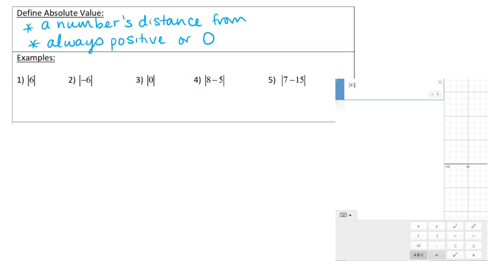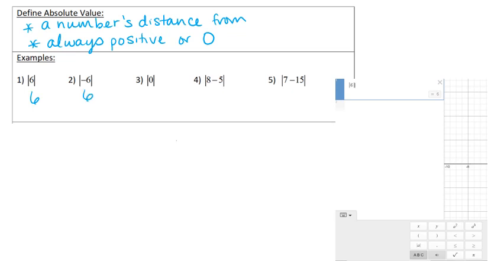So if I move on the number line 6 units, it doesn't matter if those 6 units are to the negative or to the positive, I still have moved 6 away. So for instance, the absolute value of 6 is 6, and that's also the absolute value of negative 6.